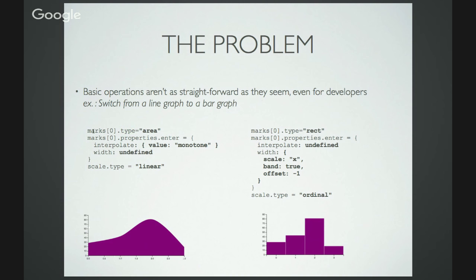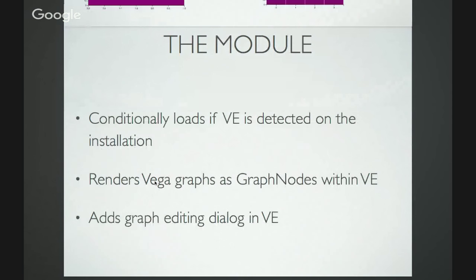You have to change the mark type from area to rect, and then you have to change the properties of the mark from interpolate, value, monotone, which makes the little curve here, to undefined, and then define the width of the mark to have this nice little band here, which is why band is true, etc., etc. And you have to change the scale to ordinal to have 0, 1, 2, and 3 at the end on the y-axis here instead of floating points for the area graph. So it's really difficult to make simple modifications, which is where the module comes in.